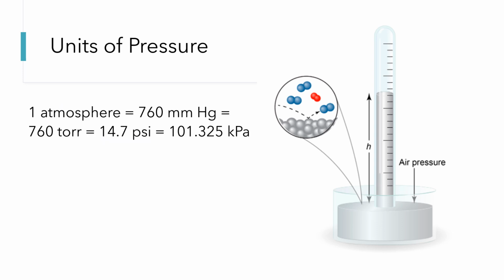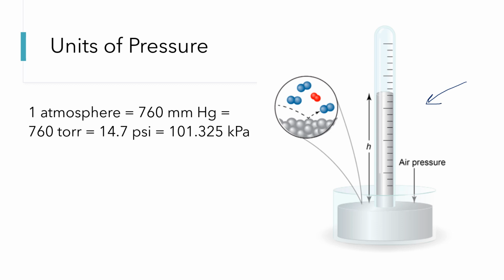There are a whole lot of units that are used to measure pressure. The ones that are most common that we will be using are atmosphere, millimeters of mercury, and torr. Pressure is measured experimentally with something like this apparatus over here on the right, which is known as a barometer.